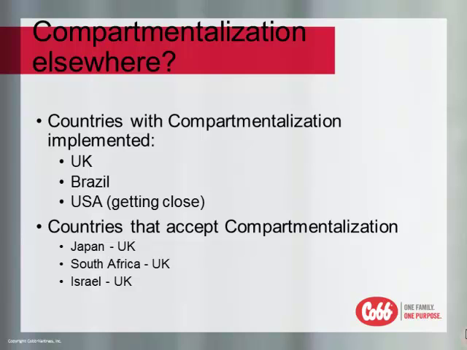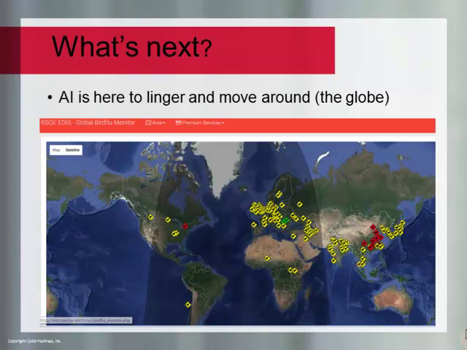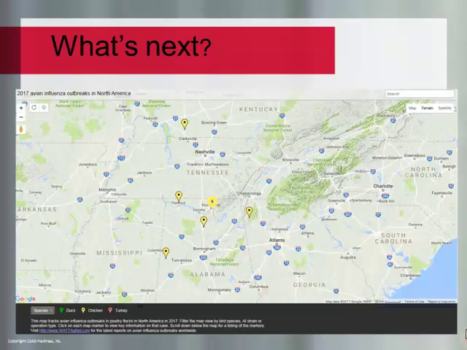Because avian influenza is here to linger. I don't want to say to stay, but it'll linger for quite some time. And since January 2014, for example, it says 77 countries have been affected in different degrees by avian influenza. That's a good chunk of the number of countries on the planet. This is how it looks, the map currently for cases of avian influenza around the globe over the last 12 months or so. And this is the map for what's going on in the U.S. currently.